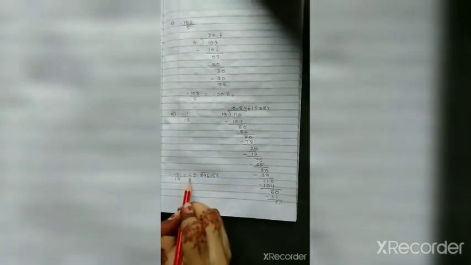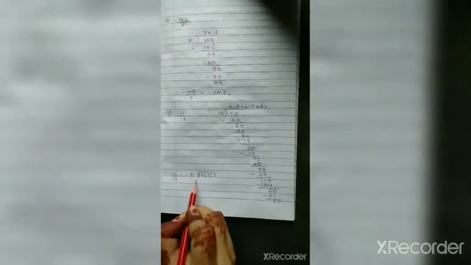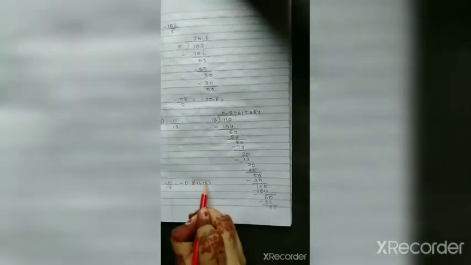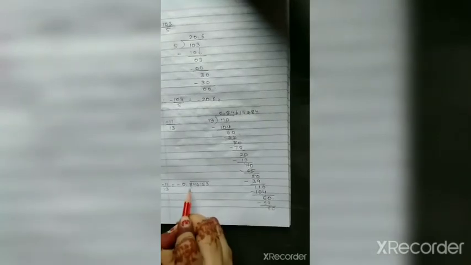So the answer will be minus 11 upon 13 is equal to, again minus, because the minus sign was given in our question, 0.846153. The bar will be on all the numbers from 8 up to 3 because this whole number is going to keep on repeating as long as the division takes place. This is the last sum for practice set 1.3.